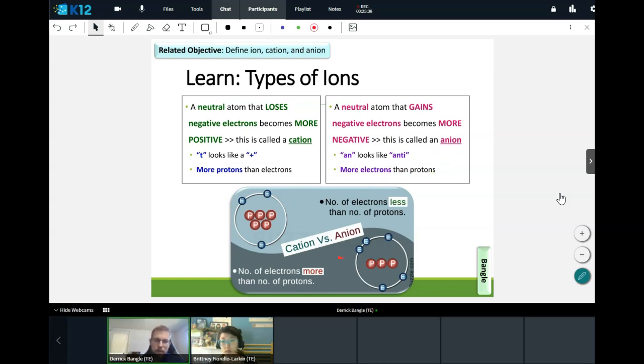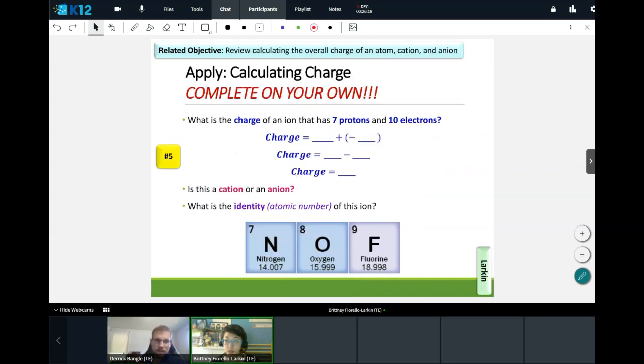All right. Important thing to learn here is that no matter what we have, if it's a cation, it will always have more protons than electrons, versus an anion will always have more electrons than protons. Okay, so this one we're going to go ahead and make sure that you are able to do on your own. I'll go ahead and annotate with you though, just to make sure we're feeling confident about this.